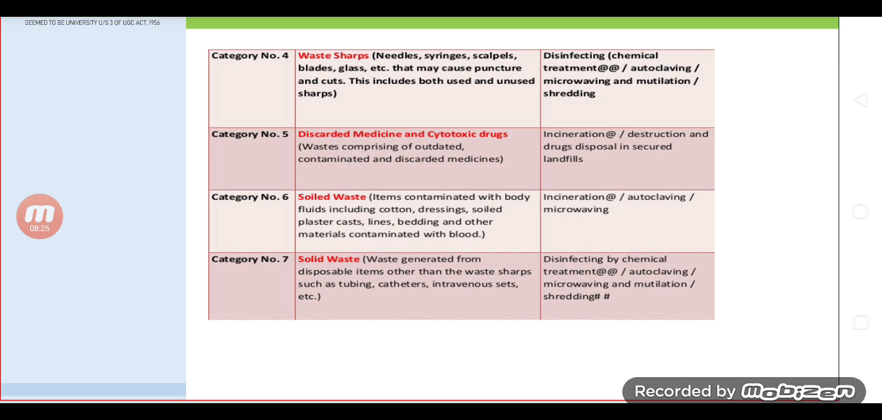Then category number 7, solid waste, waste generated from disposable items other than the waste sharps, such as tubing, catheters, intravenous sets, etc., can be disposed by disinfecting by chemical treatment like autoclaving, microwaving, and shredding.